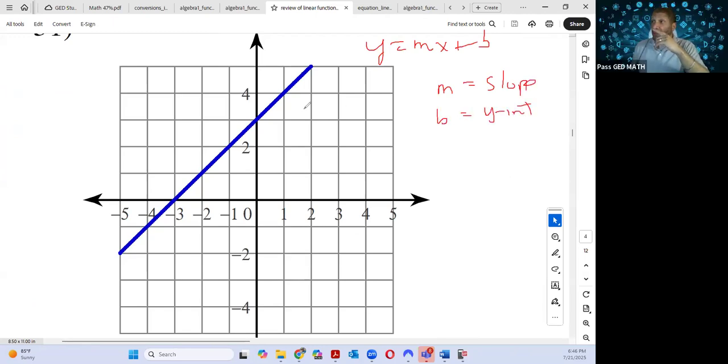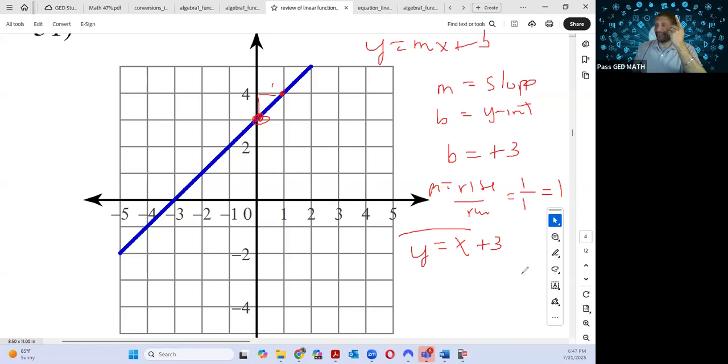So my y-intercept is where the line crosses the y-axis. So that's +3. I know to find the slope, I need 2 points. Rise over run. So I'm going to go from this point, up 1, over 1. So I know my slope is 1. So y equals x plus 3. Because I know y equals mx plus b. Well, I know m is 1. So y equals 1x plus 3. This was my m. This was my b. But we never show a 1 as a coefficient.